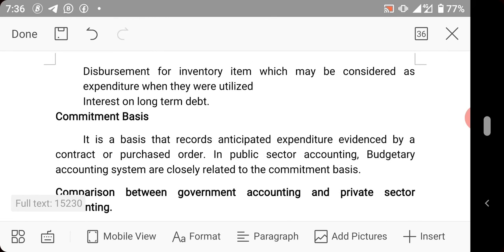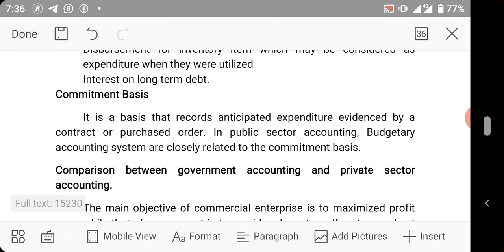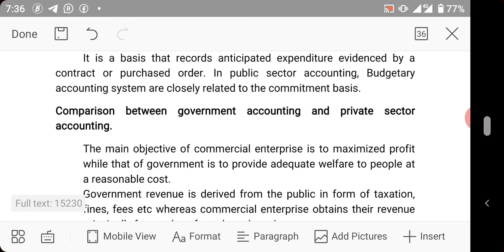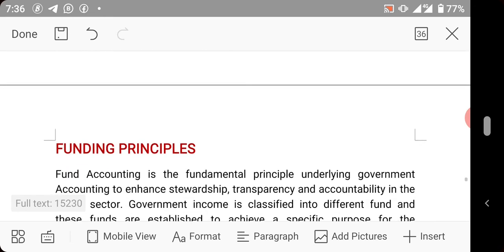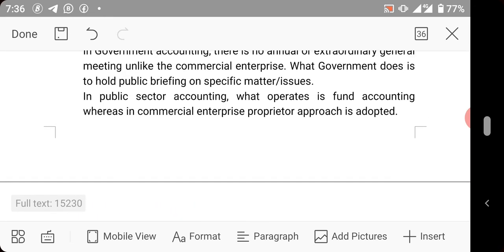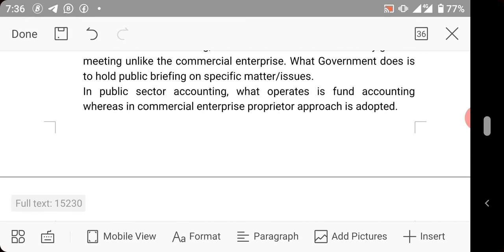Then we'll now look at commitment basis. Commitment basis of accounting is saying expenditure should be recorded when it is anticipated that we will incur it. That is what commitment is saying. You understand? Now, you read up the comparison between government accounting and private sector accounting. You read that up, it is in the notes that I have uploaded on the group chat. And in our next class, we'll look at fund accounting.